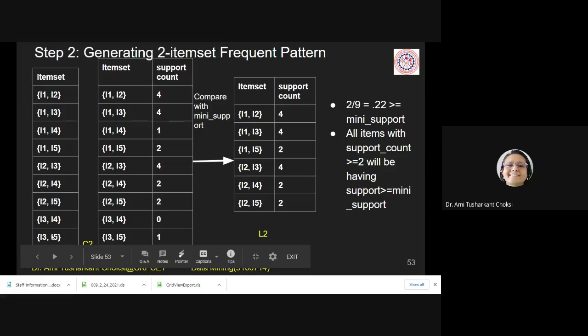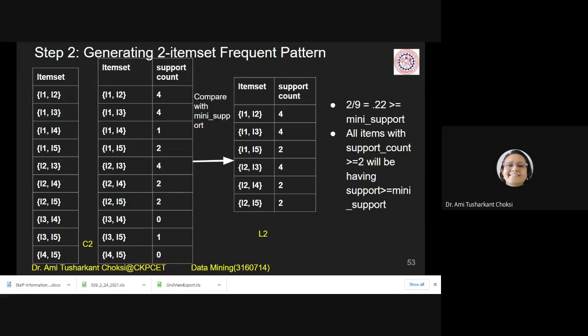So that's what we have listed here. Now we should find the support count of all these. We check wherever I1, I2 together are available in the database transactions, find the count and put it here. So here we are putting the counts, 4, 4, 1, 2, whatever is available. Now compare with minimum support.